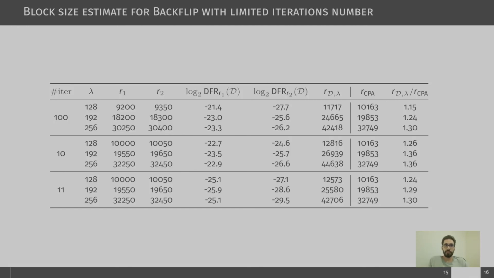For example, if we limit the number of iterations to 10 or 11, and for the different lambda security parameters, we put in this table the values that were used for the extrapolation method, and then the values that give the block size that gives a DFR that is at most 2 to the minus lambda with the decoding assumption. We can see that compared to the CPA parameters, the increase is between 15 and 36%.